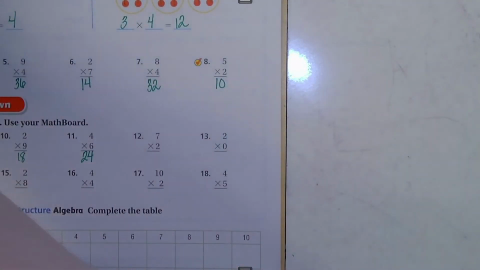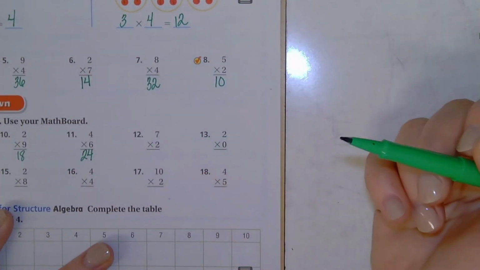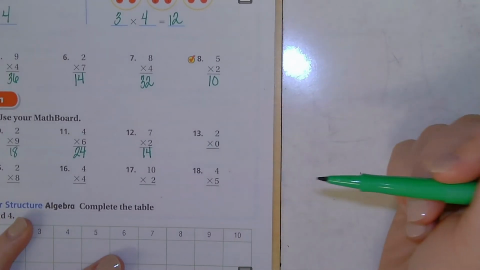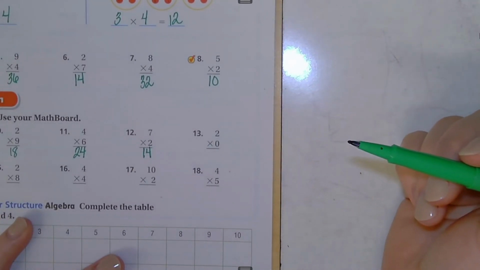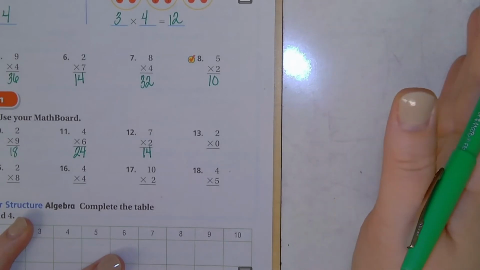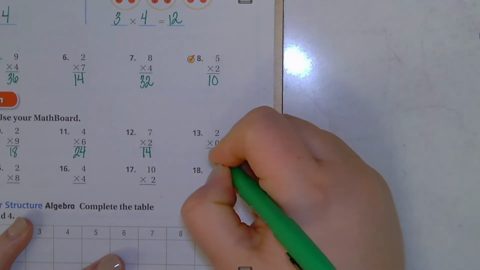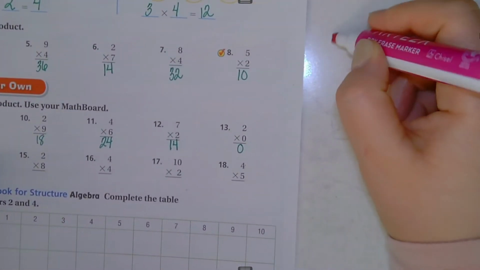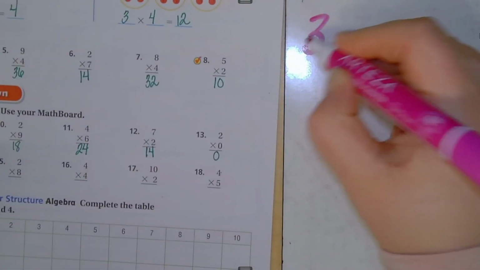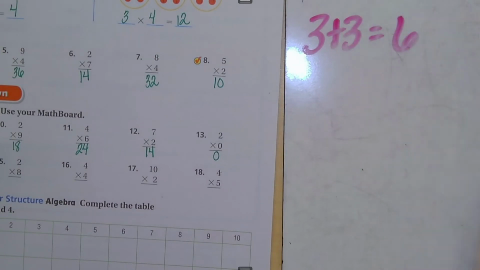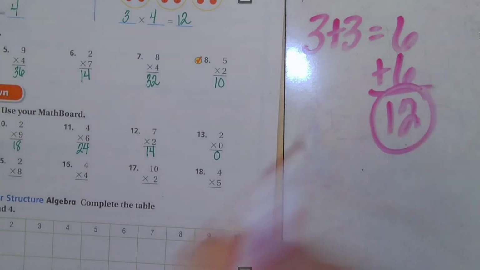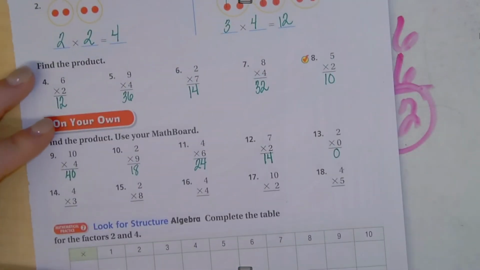7 times 2. Well, we're doubling. What's 7 plus 7? 14. Good. 2 times 0. Oh, what is the 0 rule? Think about it. Any number times 0 equals 0. Boom. Okay, here we go. 4 times 3. All right, let's halve it. So 2 times 3 would be 3 plus 3, which I know equals 6, right? And then we double that to get 12, which means 4 times 3 equals 12.